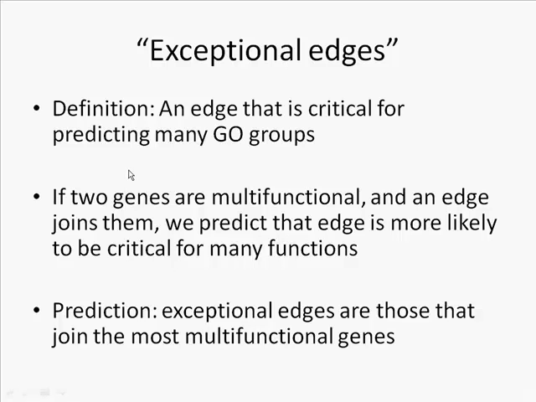Intuitively, if two genes are both highly multifunctional and share a lot of functions, which they will if they're both highly multifunctional, and an edge joins them, then that edge is more likely to be critical for many functions, because the way that guilt by association works is by looking at edges that connect genes that have the same function, fundamentally. So we predicted that exceptional edges would be the ones that join the most multifunctional genes. So you can develop a simple approach for choosing which is the most exceptional edge.